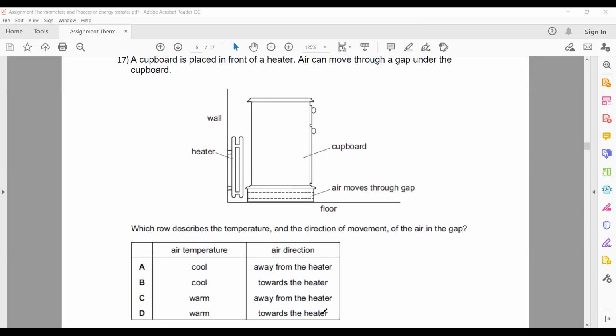So what happened in this one? Because the hot air which is near the heater absorbs energy, volume increases, density decreases, so hot air will rise up. So the cold air will take its position and it will move towards the heater to set up a convection current. So it's a cold air and it is moving towards the heater.